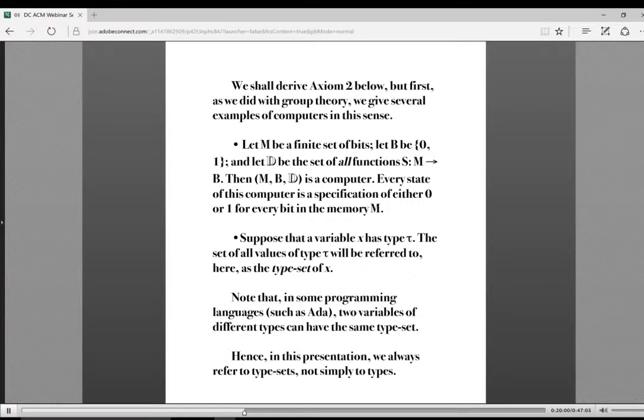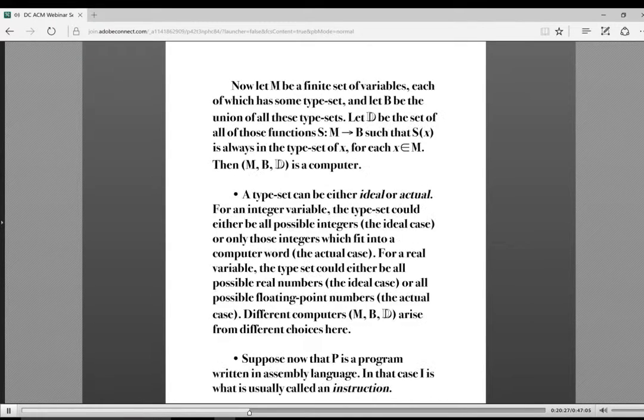Example 2, suppose that a variable x has type ta. The set of all values of type ta will be referred to here as the type set of x. Note that in some programming languages, such as Ada, two variables of different types can have the same type set. Hence, in this presentation, we always refer to type sets, not simply to types.